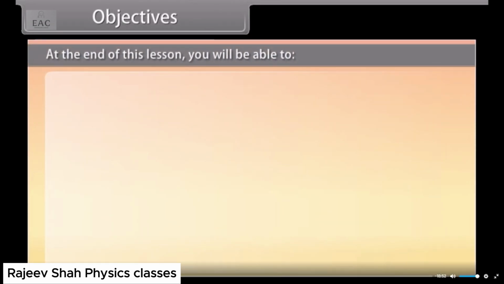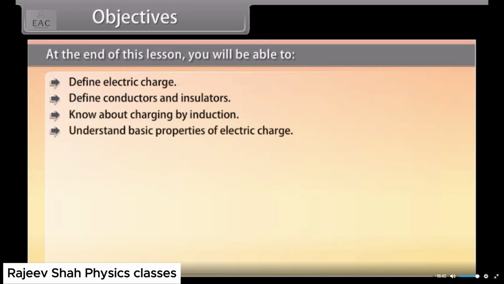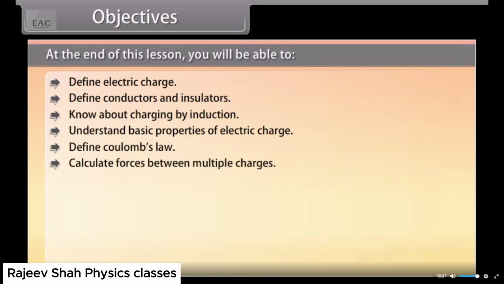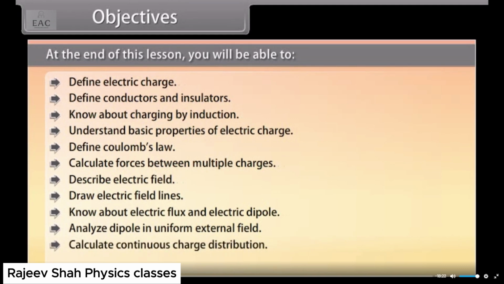Objectives. At the end of this lesson, you will be able to define electric charge, define conductors and insulators, know about charging by induction, understand basic properties of electric charge, define Coulomb's law, calculate forces between multiple charges, describe electric field, draw electric field lines, know about electric flux and electric dipole, analyze dipole in uniform external field, calculate continuous charge distribution, define Gauss's law and its applications.